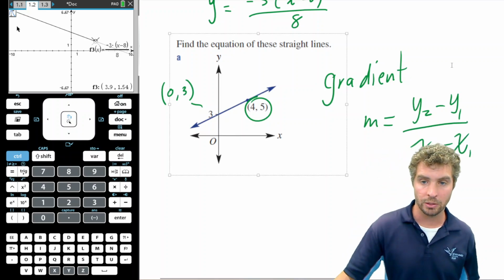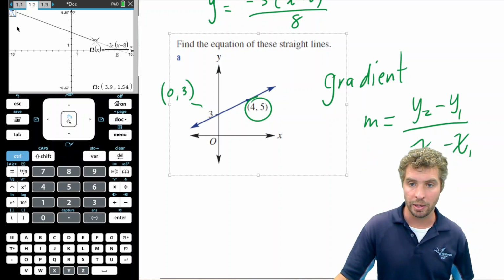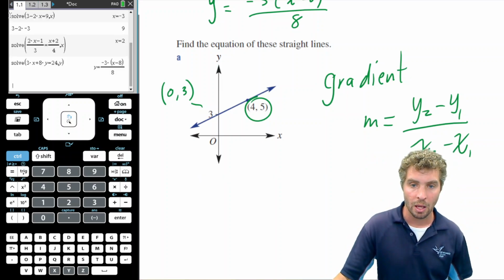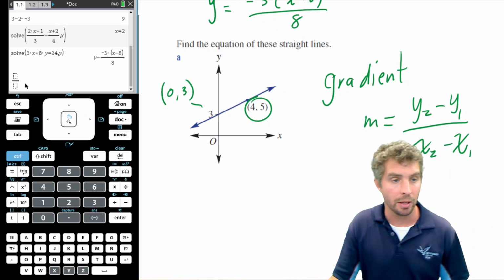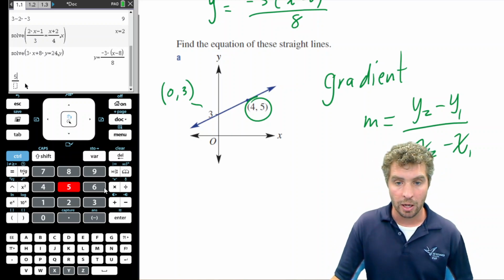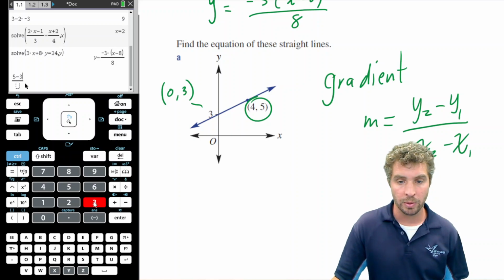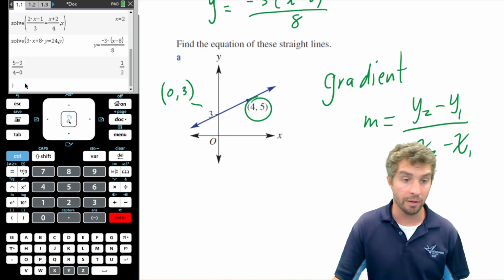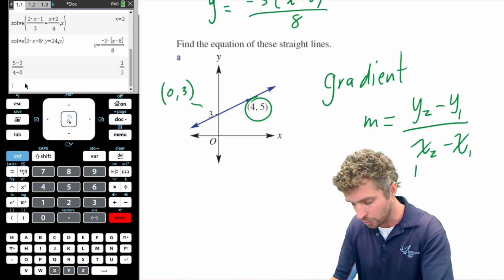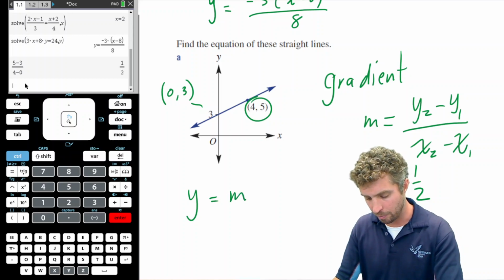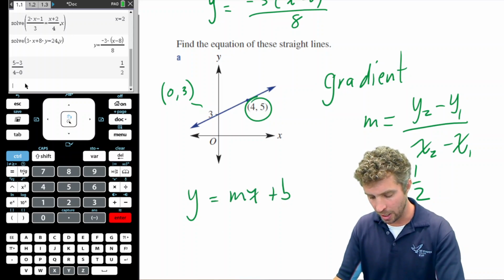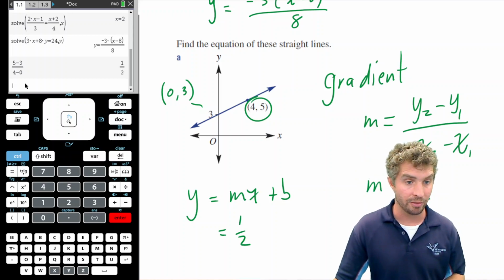Okay, so I'm going to go back to a calculator page on my CAS calculator, and I'm just going to set up a fraction. And I'm going to take the y coordinate, I'll say the 5, and do 5, take away the y coordinate from the other one, the 3, and go to the bottom, and do 4, take away 0, which is 4. So we'll just do that, and that gives me 1/2. So the gradient equals 1/2. Okay. Now I know my equation is going to end up looking like y equals mx plus b, and I know m is 1/2. So now I just need to find the b.